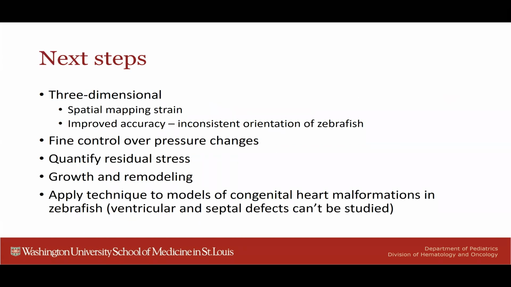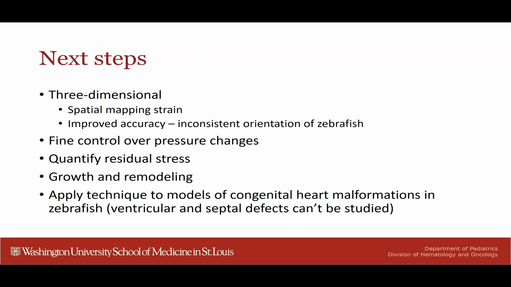And that led us into thinking about some of the next steps that we're beginning to look into. We're working on some three-dimensional studies where we can spatially map out the strain and constitutive properties of the heart. We think this will improve the accuracy since it's really difficult to consistently get the zebrafish in the same orientation for these 2D studies. We also have improved ability to control pressure now in the lab. So we've got some better methods than we did initially. And then we also want to look at quantifying residual stress and accounting for that in some of these models.